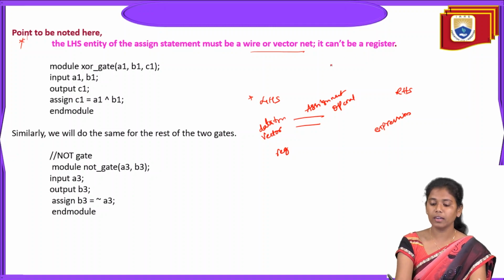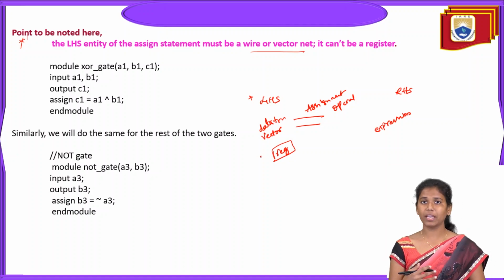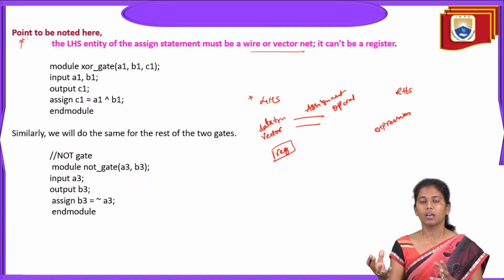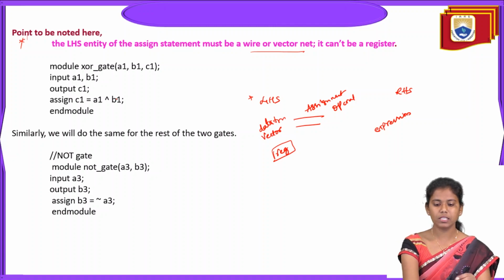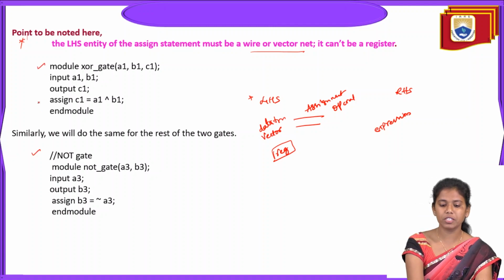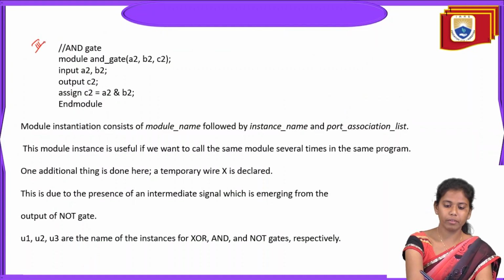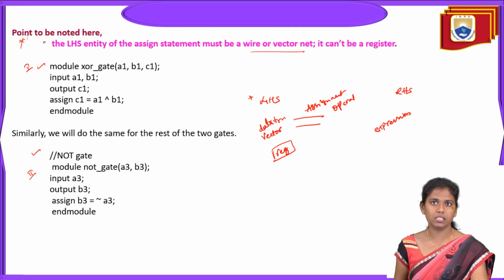Another very important point: remember that a register cannot be written like this. Register is a data type that we can assign, but we cannot write register R1, R2 like that, or instantiate a delay register. This is the first part, this is the second part, and similarly there is a third part. Based on the gates that we are considering, we are writing the code for each and every gate.